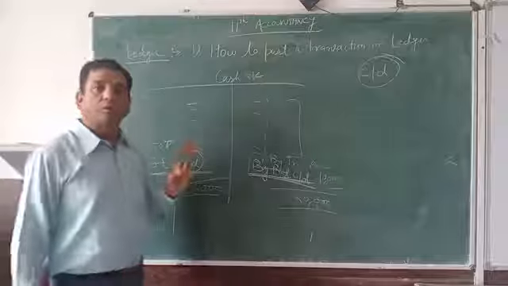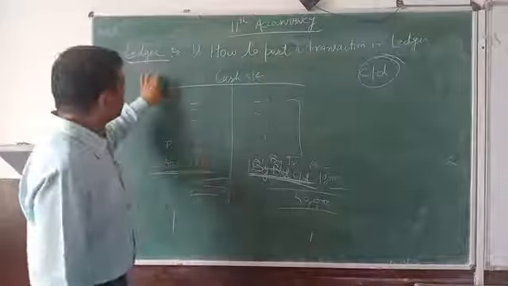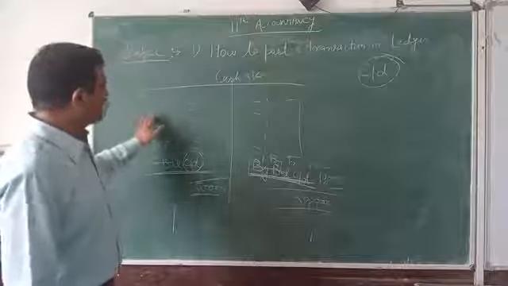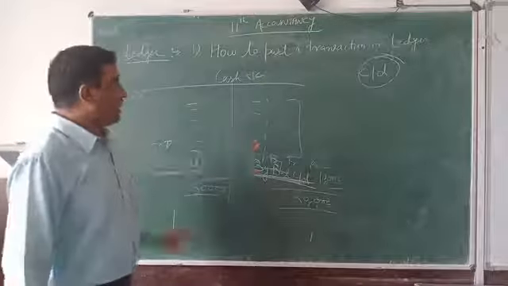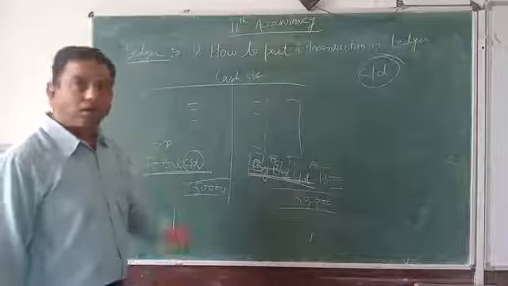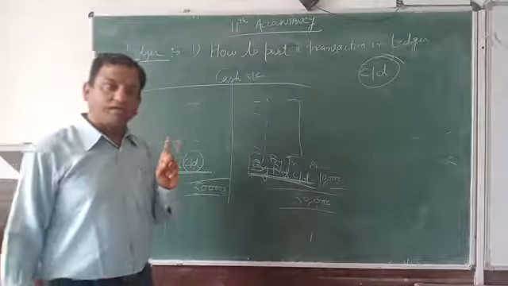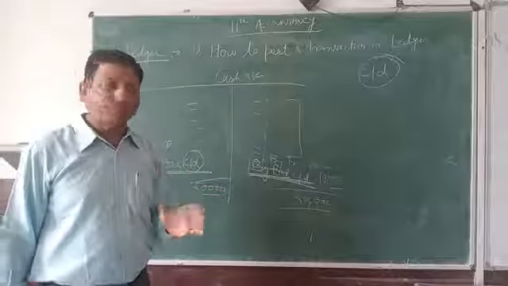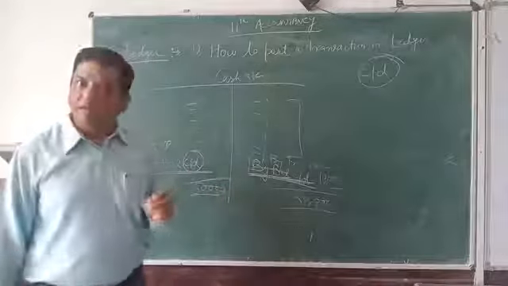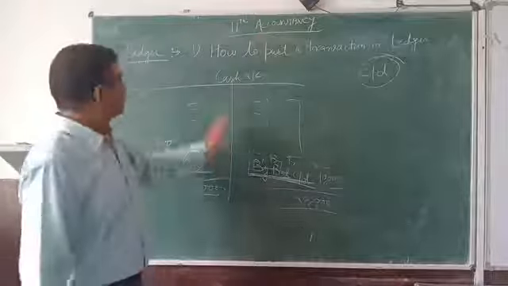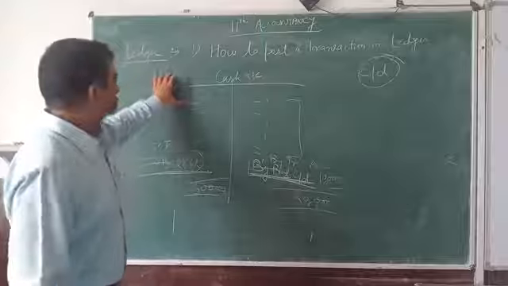So this is all about the ledgers, how to put the transactions in the ledger, how to make the posting, and how to make the opening and closing of the balance. And whenever you put the opening balance in all the ledgers, you should remember all the assets always have debit balance, all the liabilities have credit balance, all the expenses and losses have debit balance, all the income and gains have credit balance. So this is all about the ledgers. Thank you very much.